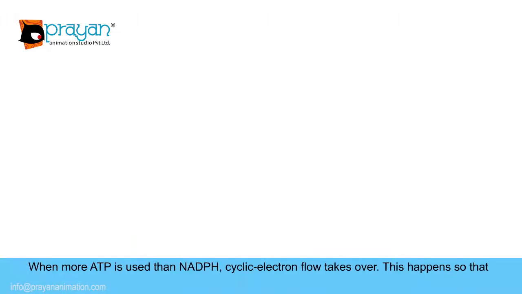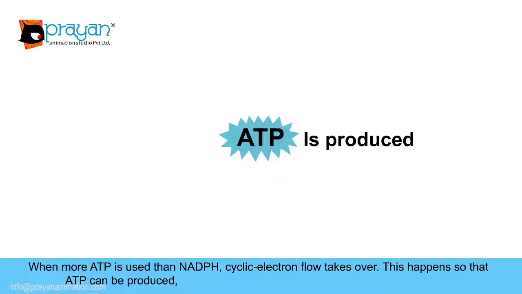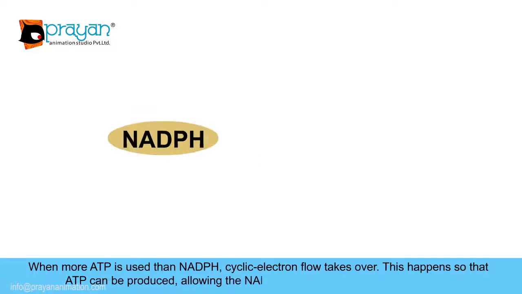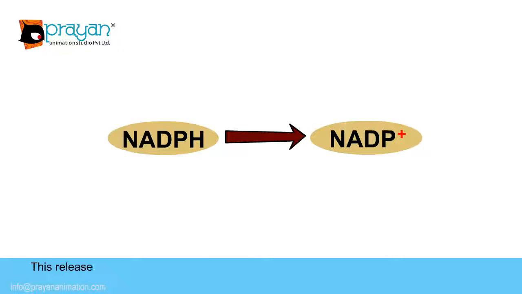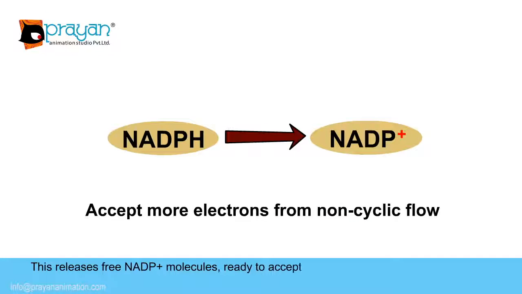This happens so that ATP can be produced, allowing the NADPH to be oxidized back into NADP+. This releases free NADP+ molecules ready to accept more electrons from non-cyclic flow.